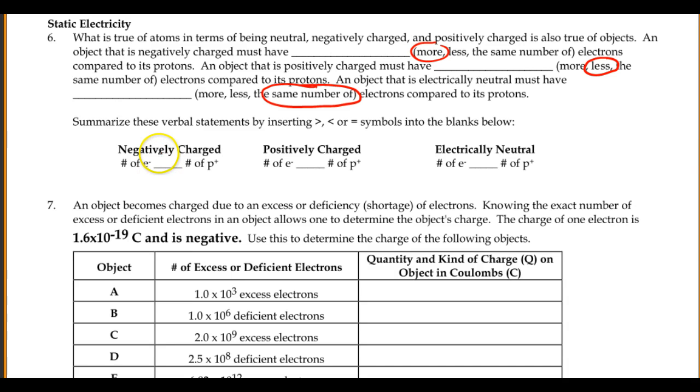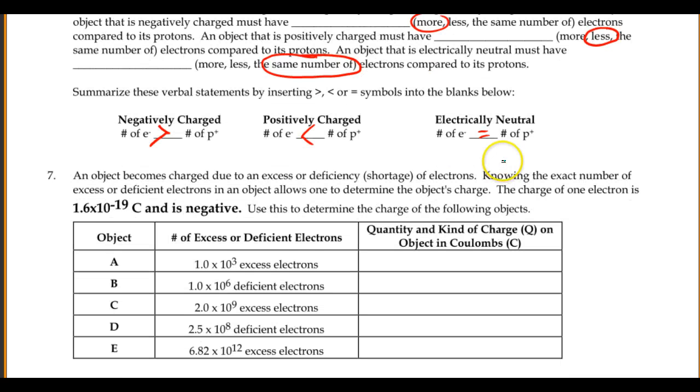Therefore, negatively charged, the electrons will be greater than the protons. Positively charged, they'll be less than. And electrically neutral, they will be equal to.